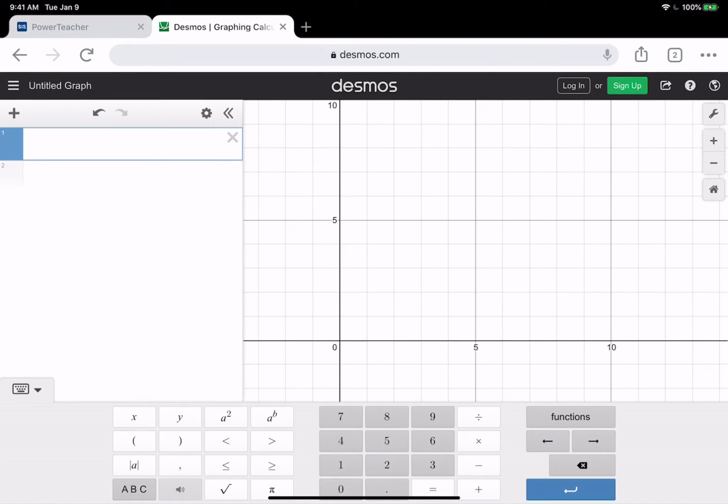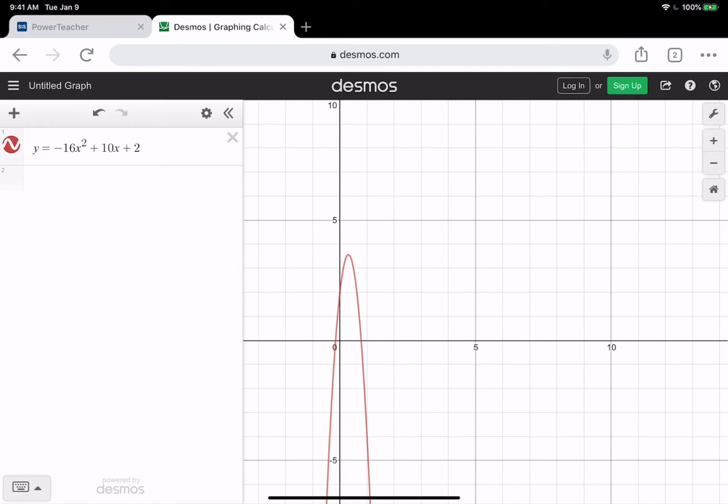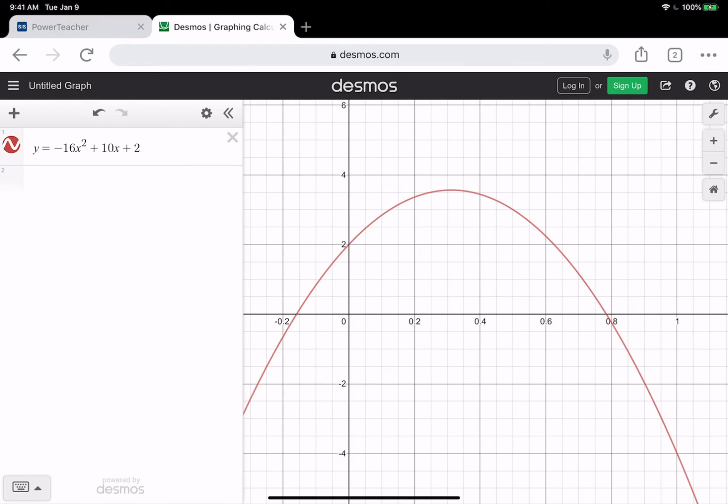I'm going to graph y equals negative 16x squared plus 10x plus 2. Did I get that right? Okay, and this is what it looks like. I'm going to zoom it out, make it a little bit wider. Here my x-axis is the one at the bottom, and my y-axis is here. So it starts at 2, it goes up and it comes back down.